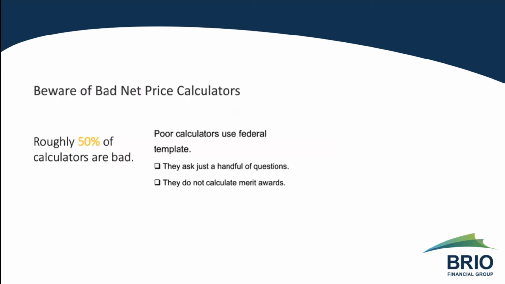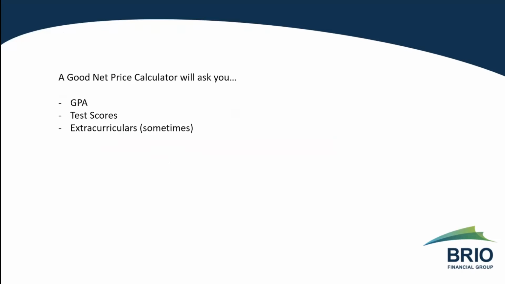All this, I'm singing the praises of net price calculators. I will say that about half of them are terrible. Because they are federally mandated, they have a very bare bones template that the federal government would give you in order to pass that regulation. Those are terrible, and you will know that they're terrible if they don't ask about things like GPA, test scores, or extracurriculars. If you are not being asked about these questions, then you are only being considered for needs-based aid.